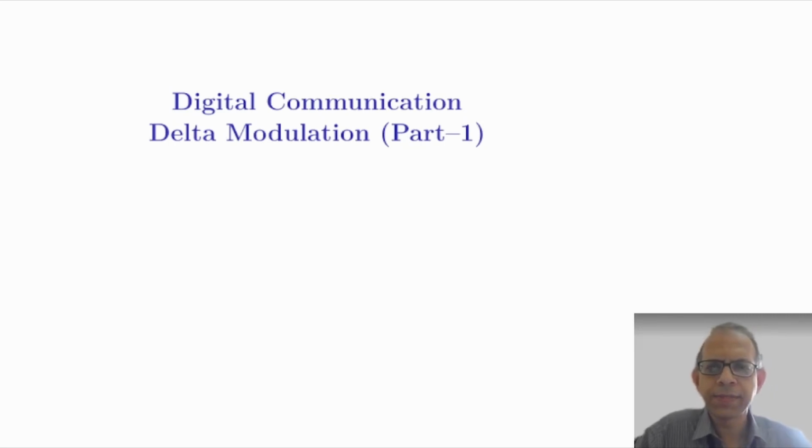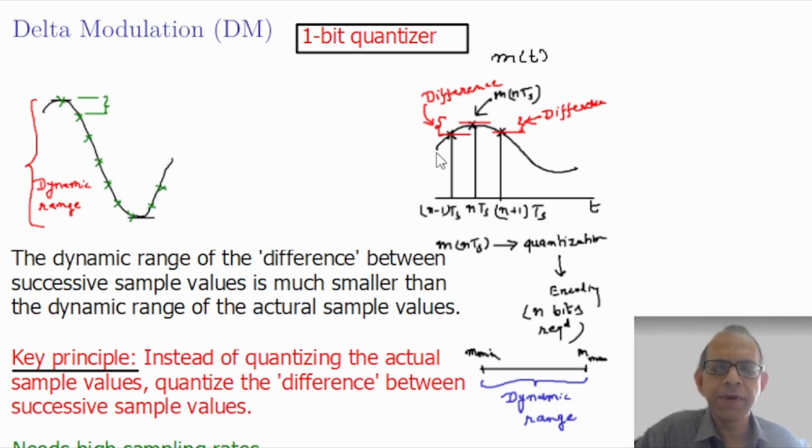Hello friends, in this lecture we will look at another method of quantization called delta modulation. If we have a continuous time, continuous amplitude signal m(t) and it is sampled at discrete instants of time, in pulse code modulation or PCM, the actual sample value, say m(nTs), is quantized into a quantization level. Each quantization level is represented by n bits.